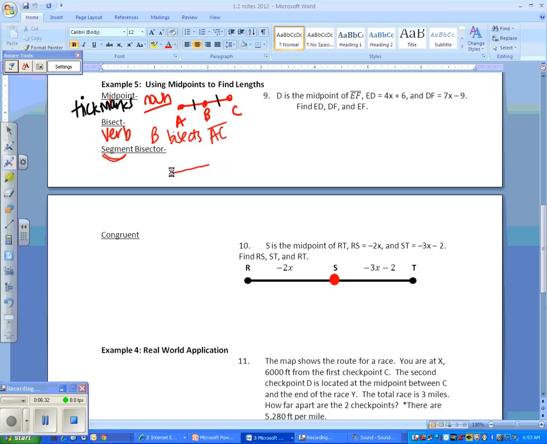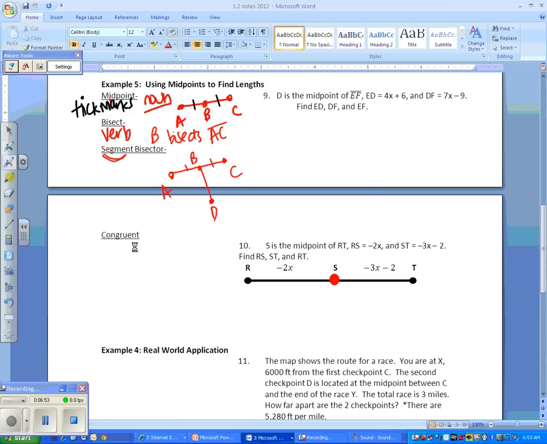So for example, here I have some segment, let's call it AC. And then here I have down here this other line segment, BD. Well, I could say that BD is the segment bisector if I put these tick marks. So that means it's cutting AC in half.